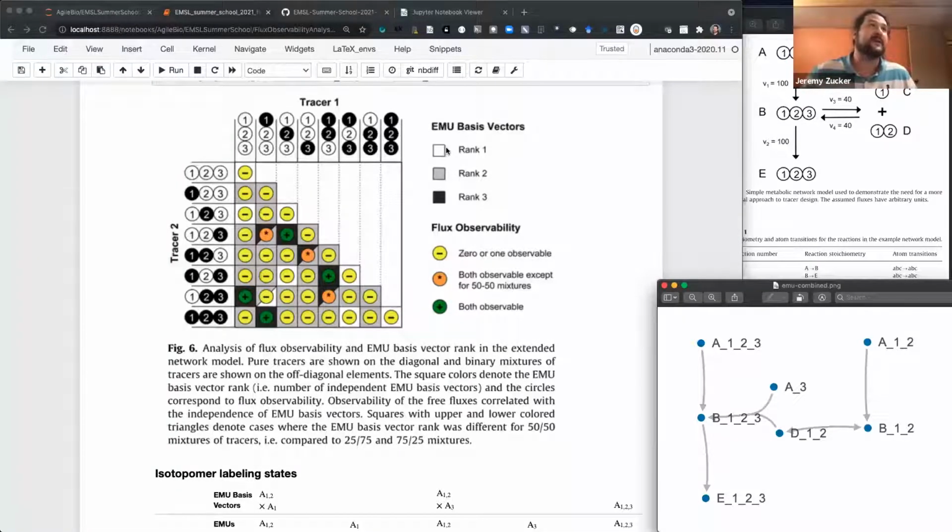What they show is that every time you have a black one, that means it's full rank, but there can still be cases where they're observable except for 50-50 mixtures. If you chose anything other than a 50-50 mixture, then you would be okay. But because you chose 50-50, you cannot distinguish one branch from another branch. It just works out math-wise.